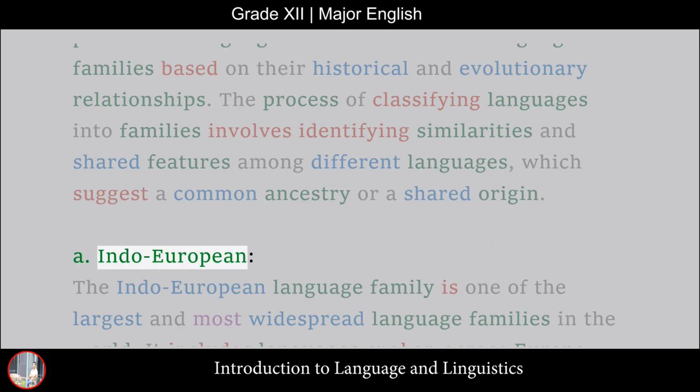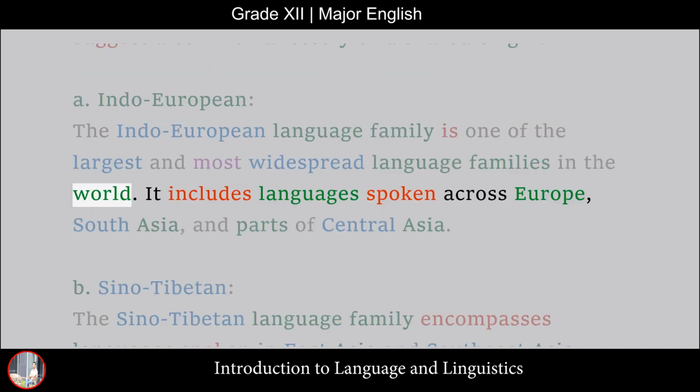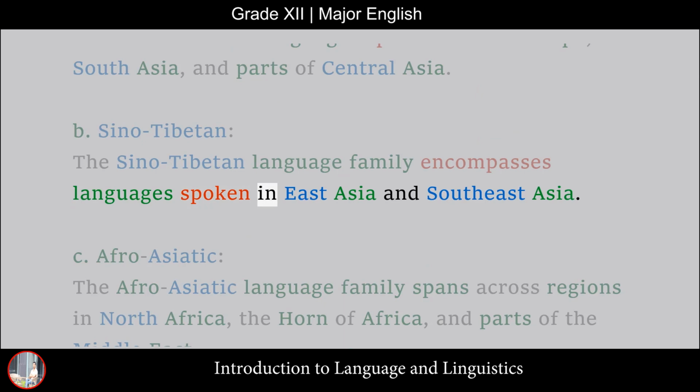A. Indo-European. The Indo-European language family is one of the largest and most widespread language families in the world. It includes languages spoken across Europe, South Asia, and parts of Central Asia. B. Sino-Tibetan. The Sino-Tibetan language family encompasses languages spoken in East Asia and Southeast Asia.